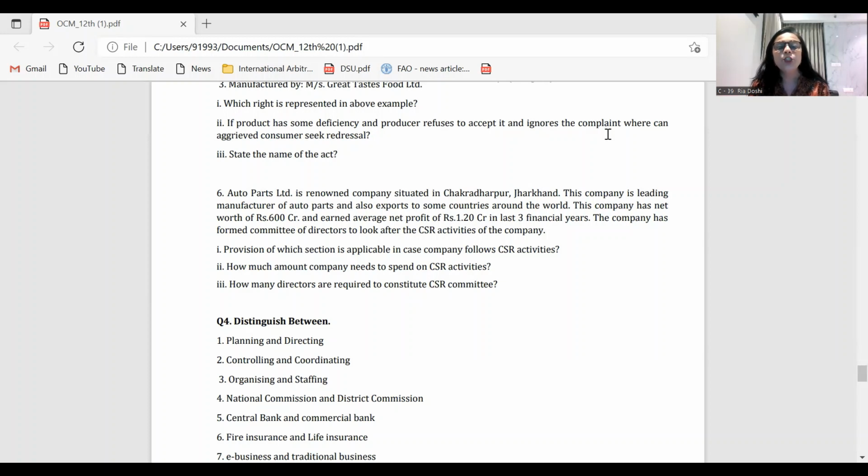Second one, how much amount does the company need to spend on CSR activities? It is at least 2% of the average profit of 3 years. So in this case, 2% totally would mean 2,40,000 will have to be used by this company for CSR activities. Number 3, how many directors are required to constitute the CSR committee? And the answer is 4 directors are required under section 135 of the Consumer Protection Act 2019.